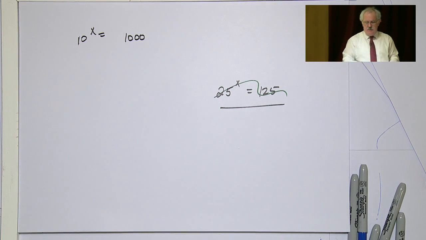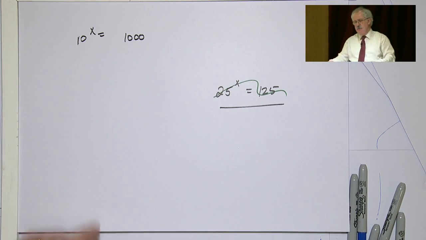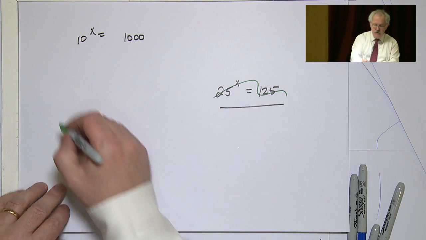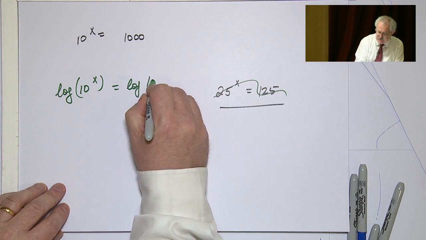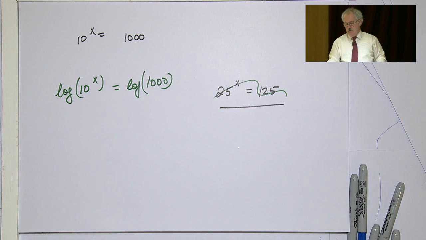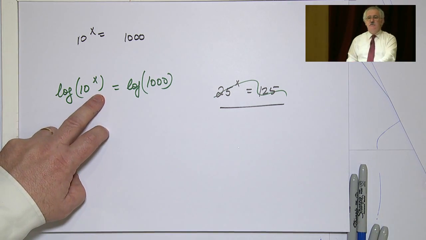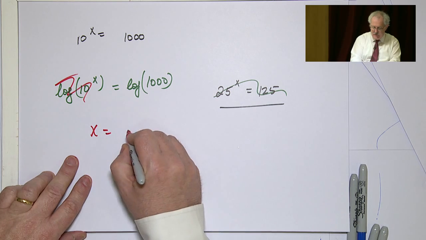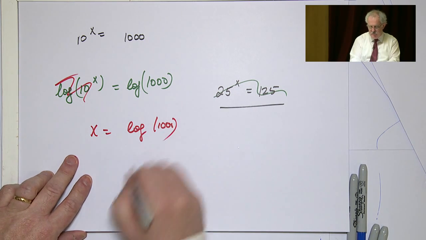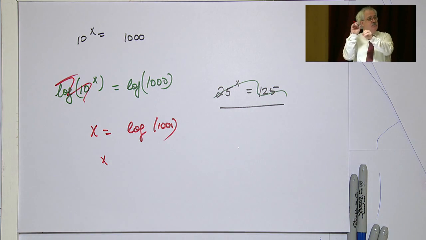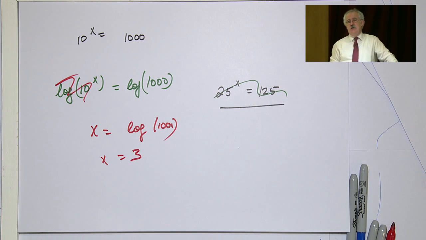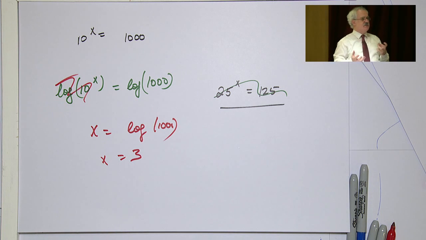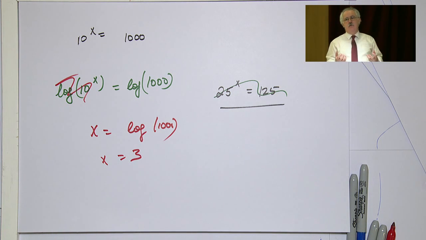If somebody says 10 to the power of x is something, what's the twin of 10 to the power? Log. So log of 10 to the power of x is log of 1,000. What's log of 10 to the power of x? It wipes it out. x is equal to log 1,000. Now, 1,000, press the log button, x is 3. Okay? 10 to the power of 3 is 1,000. Get the idea?